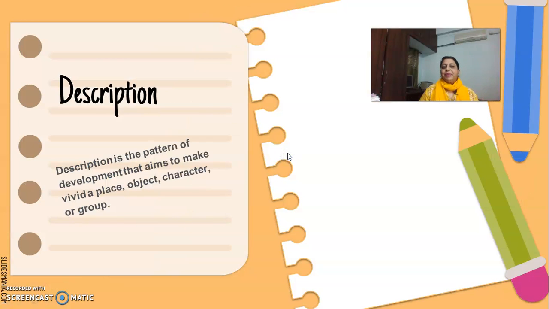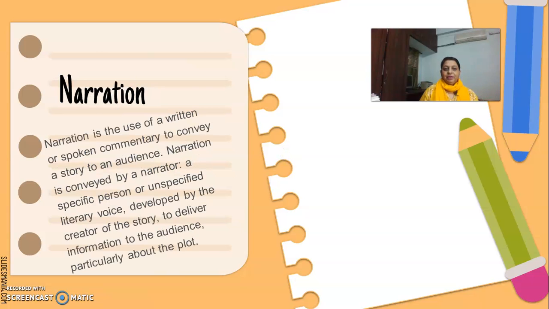So description is the pattern of development that aims to make a place, object, character, or group vivid. It creates a picture with words in your mind's eye so that you are able to visualize it mentally. Narration, on the other hand, is the use of a written or spoken commentary to convey a story to an audience. Now, we are always telling stories also.